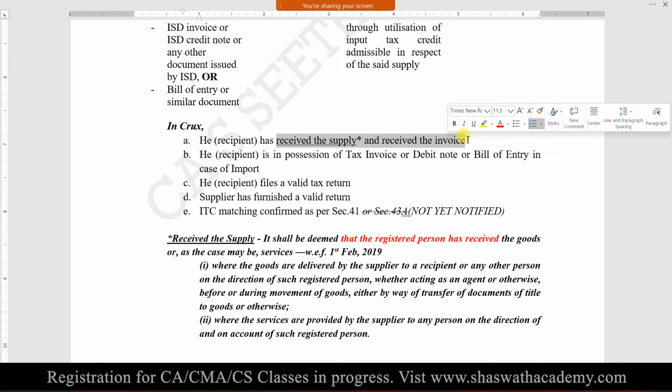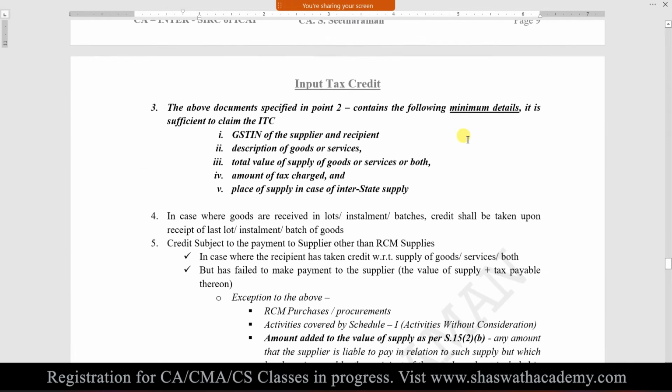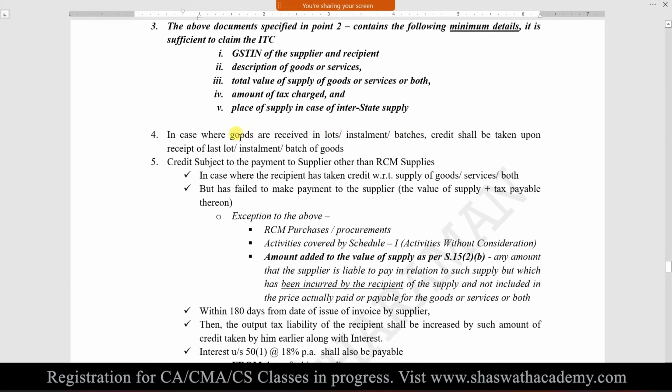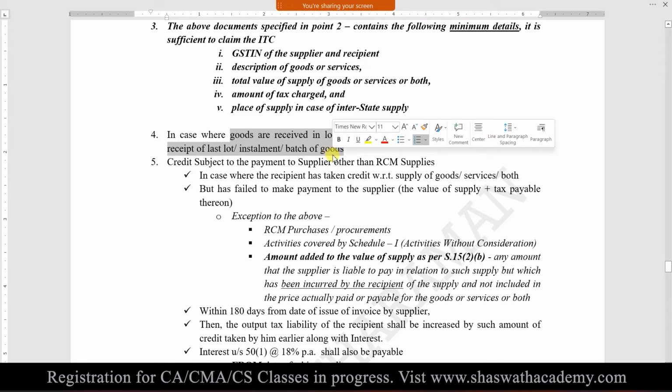On last supply. Yes, last supply. Look at the condition. In case where goods are received in lots, installments or batches, credit shall be taken only upon receipt of the last installment. Credit can be taken only upon the last installment. Guys, are you comfortable?